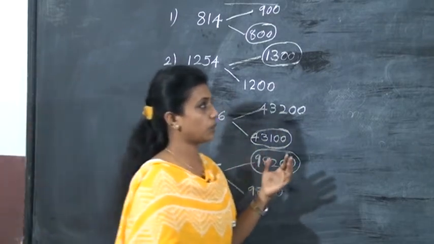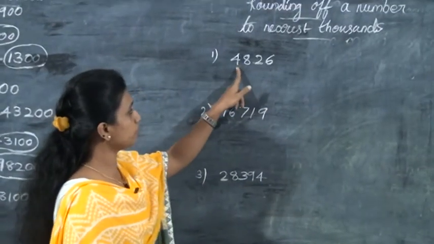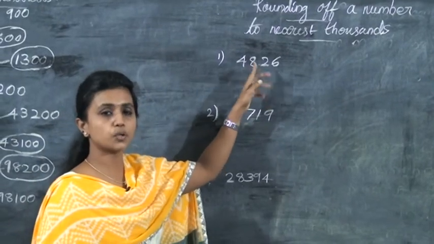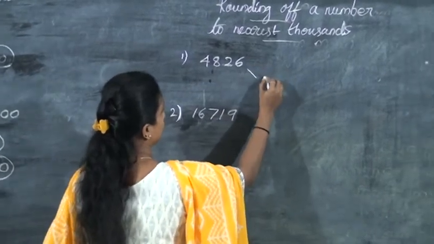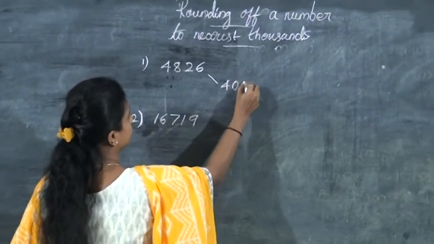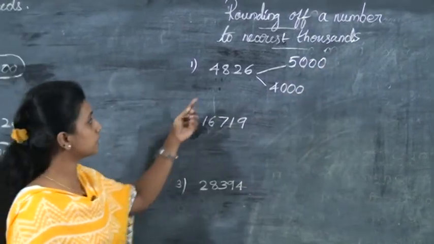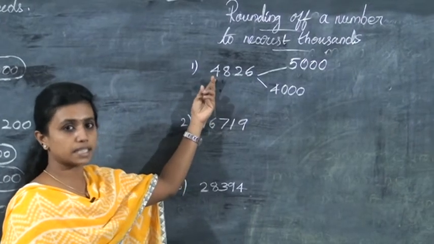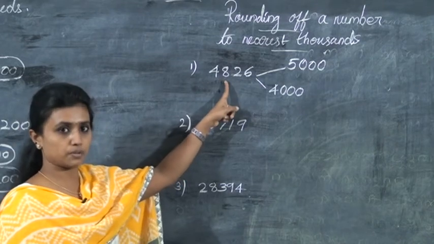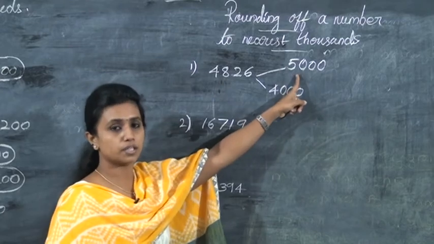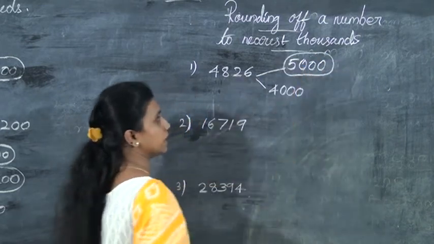Now we are going to learn rounding off a number to the nearest thousands. Okay, look at the first number. 4,826 is the number. You want to round off this number to the nearest thousands. So first write between which numbers this number lies. Here 4,826 lies between 4,000 and 5,000. Now just look at the digit at the thousands place. It is 4 and the digit right next to it is 8. Always compare the immediately adjacent digit. Here this 8 is greater than 5. So according to the rule you round up to the nearest thousand. That is, 5,000 is correct to the nearest thousands.